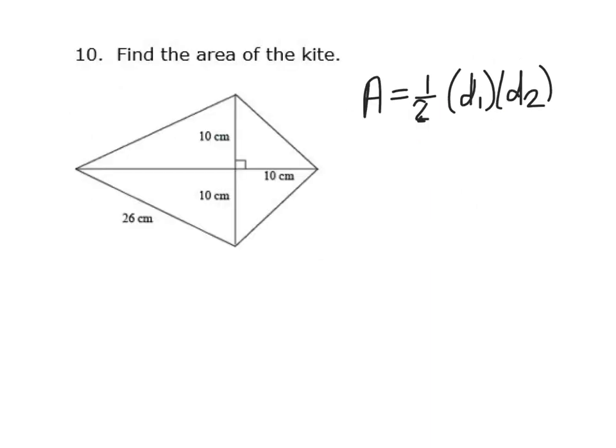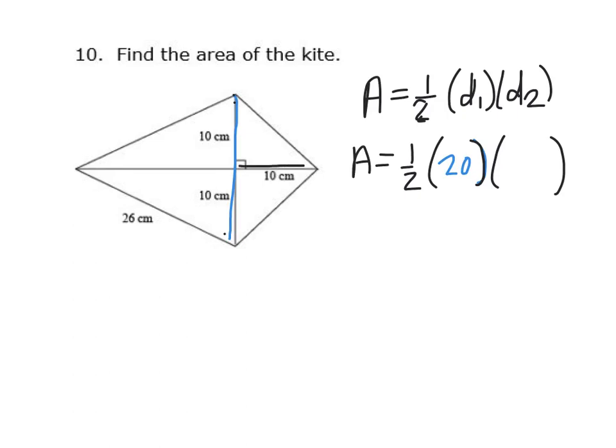And this one, we're asked to find the area of a kite, which is the same formula for area of a rhombus. Area is equal to 1/2, and then we have one diagonal. So this one, 10 plus 10 gives us 20. And then we need to find our second diagonal. Now, kites are not like rhombuses. Only the side angles, that diagonal, is going to be bisected. So I know this one here is 10, but I need to find this length here.